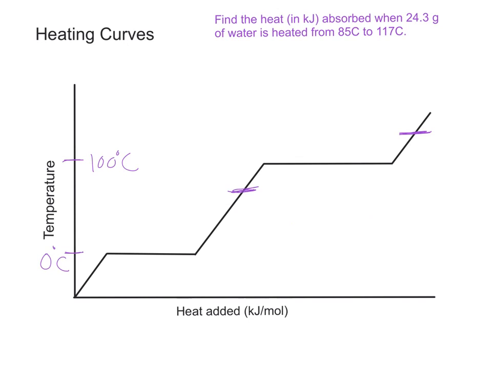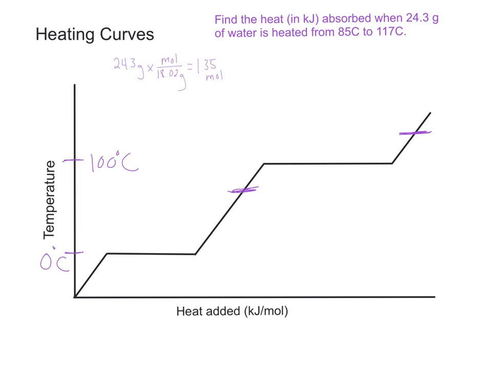So the first thing we need to do is take our 24.3 grams of water and convert it to moles. So we have 24.3 grams times mole over 18.02 grams of water, and this ends up giving us about 1.35 moles of water. So I will go ahead and move this calculation off to the side for us to use later.